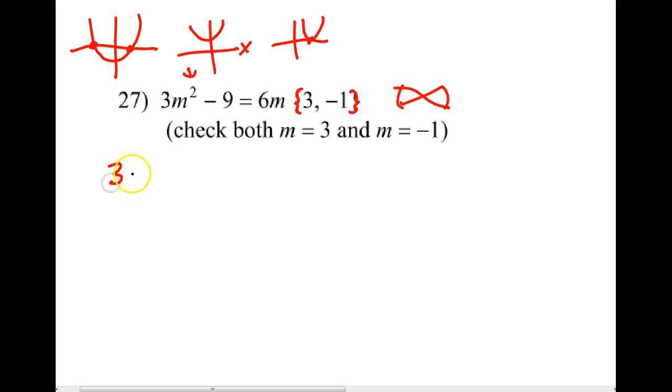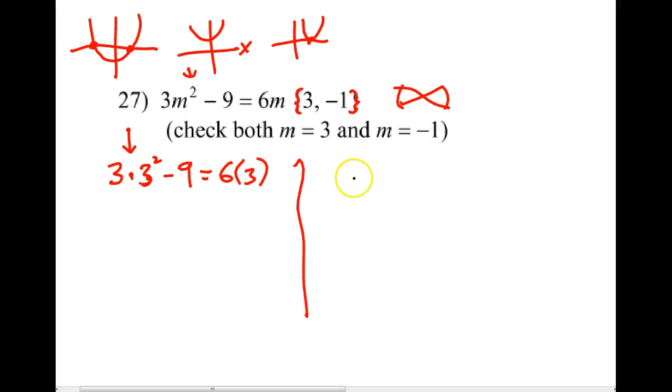So we can do 3 times 3 squared minus 9. Does that equal 6 times 3? Now, the way I just wrote this right here, please use this format. It'll save you so much headache later on because there's a lot of mistakes made in order of operations at this point. So if you just separate the 3 from the m squared and put it like 3 times, it'll make your life a lot easier later on. And so we'll check that and we'll do the same thing here.